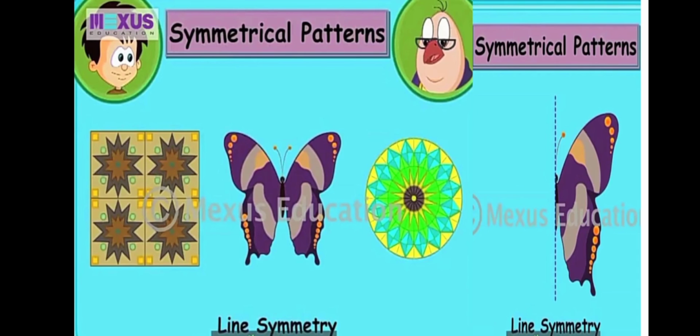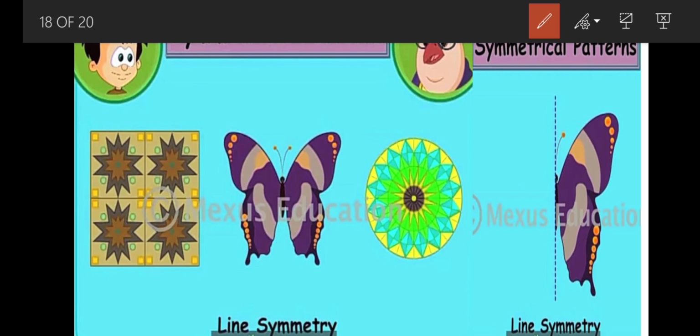Okay. Symmetrical pattern, or symmetry. Symmetry is a state of having two halves that match each other exactly in size and shape. Now here we will discuss line symmetry. Line symmetry is an imaginary line along which the picture could fold and have both halves match exactly.